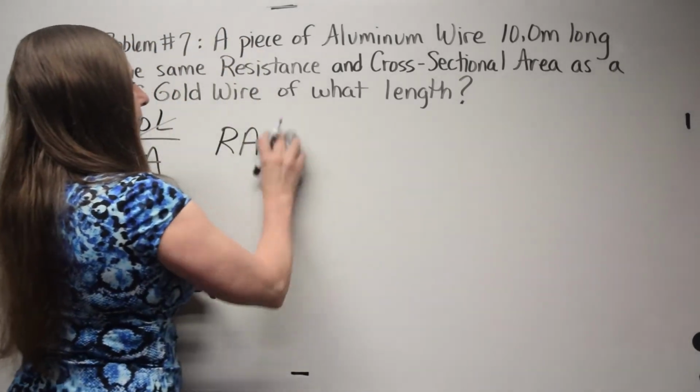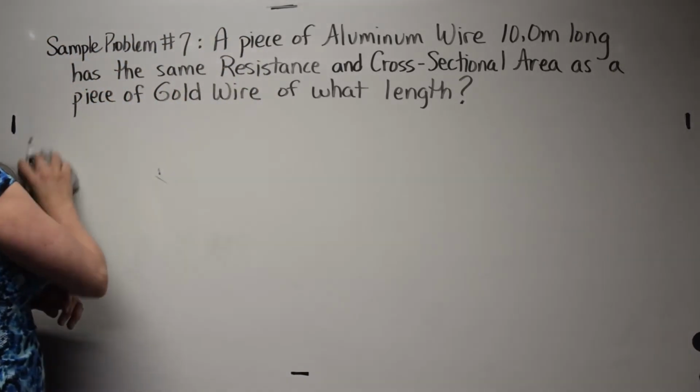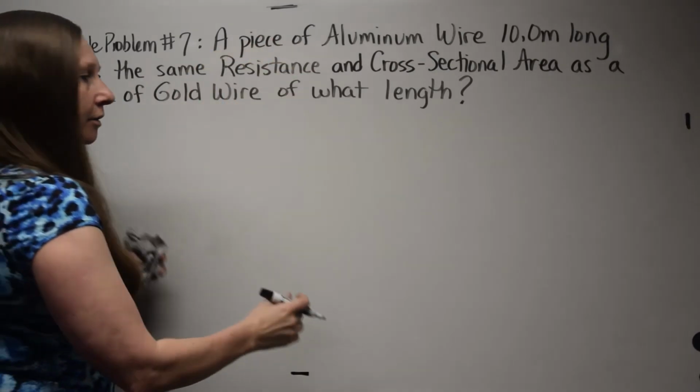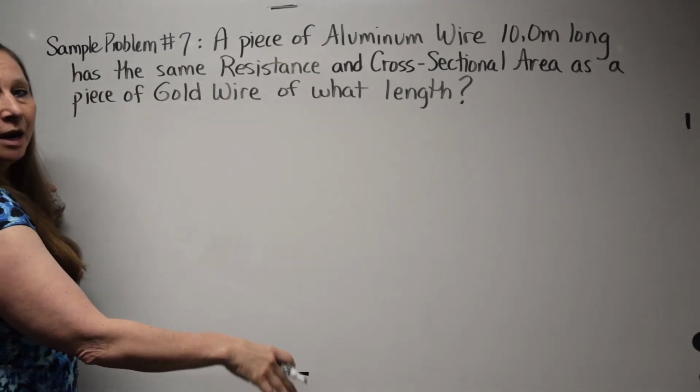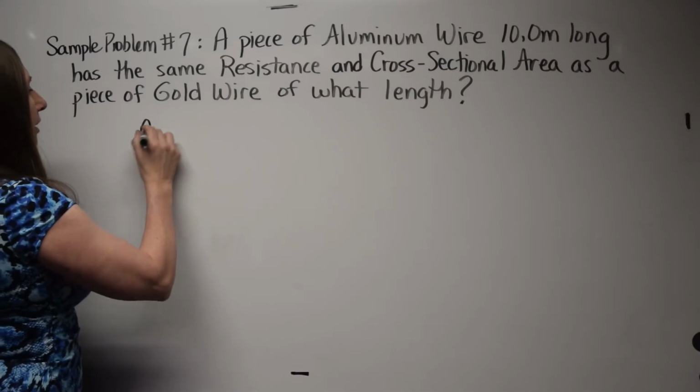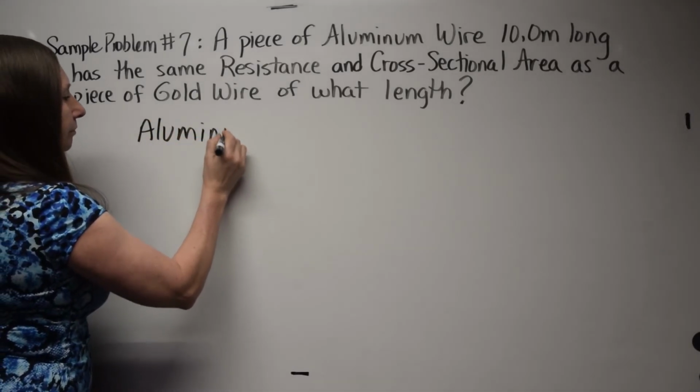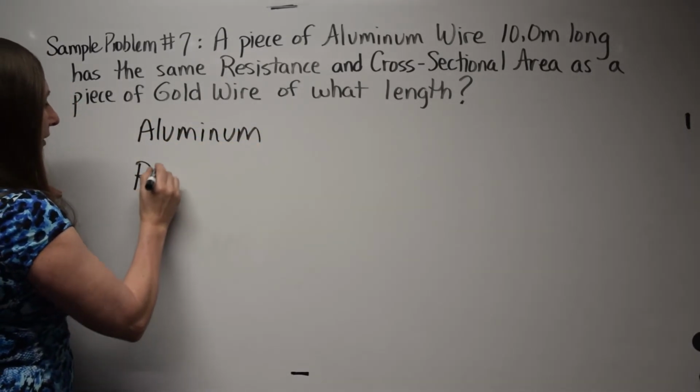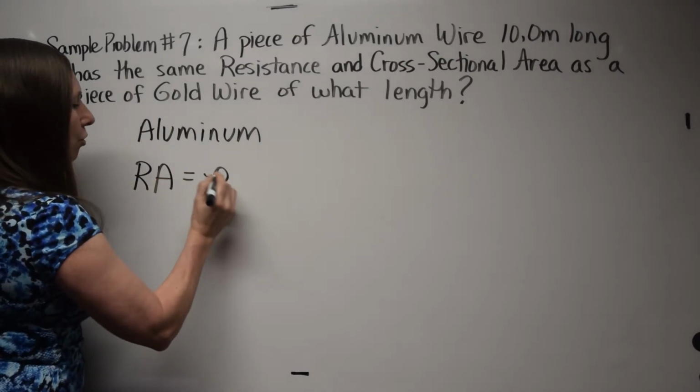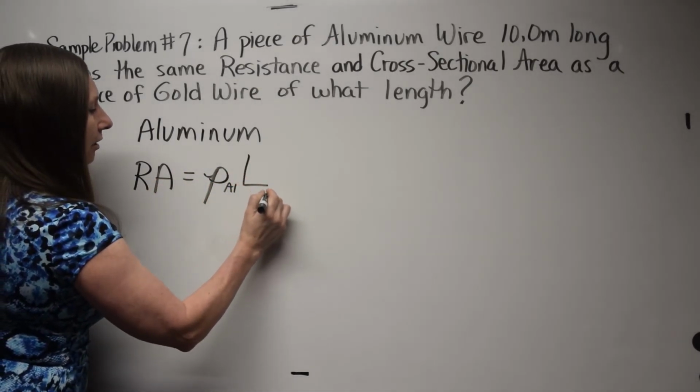All right, so I'll erase this. I run out of space pretty quickly here. So for the aluminum, we've got R times A equals rho for the aluminum times L for the aluminum.